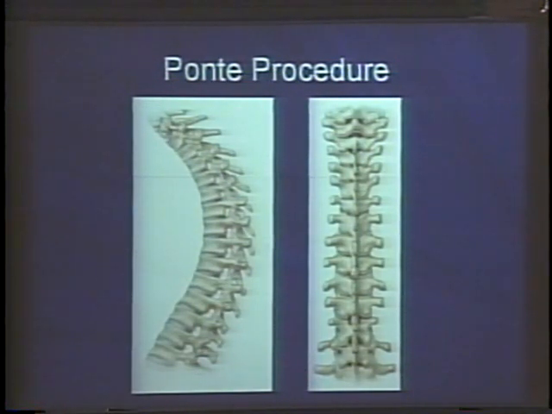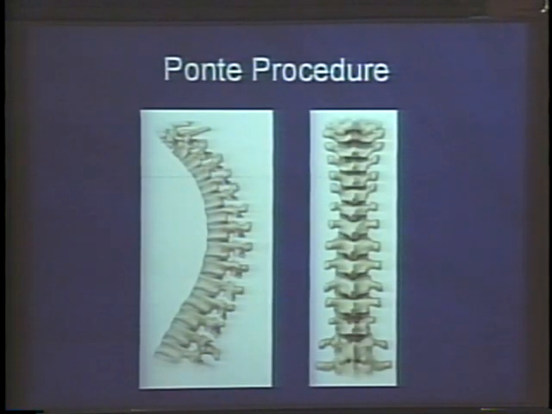This is an artist's rendition of a kyphotic thoracic spine, and this shows the Ponte osteotomy done at every level in the sagittal plane and in the AP. It's not very difficult to do. It probably takes about 5 minutes a level.